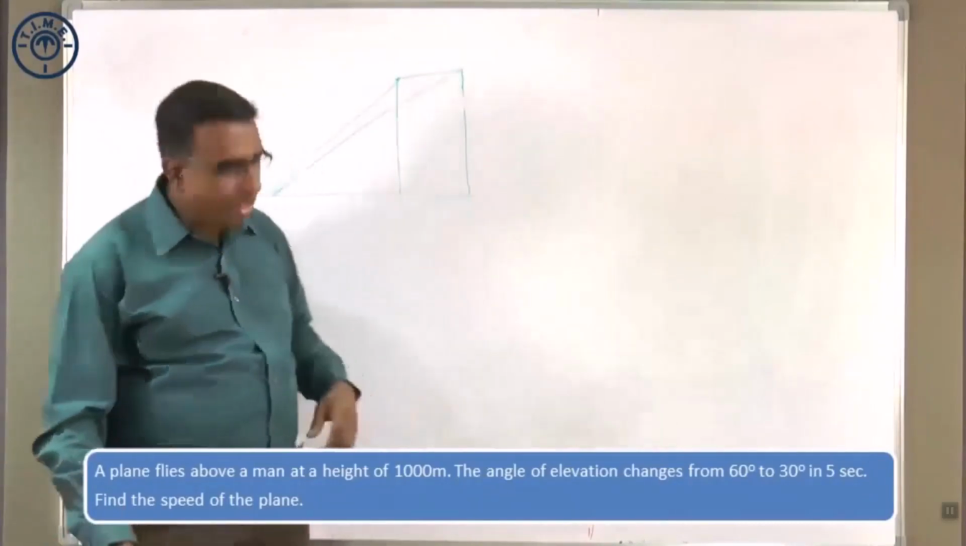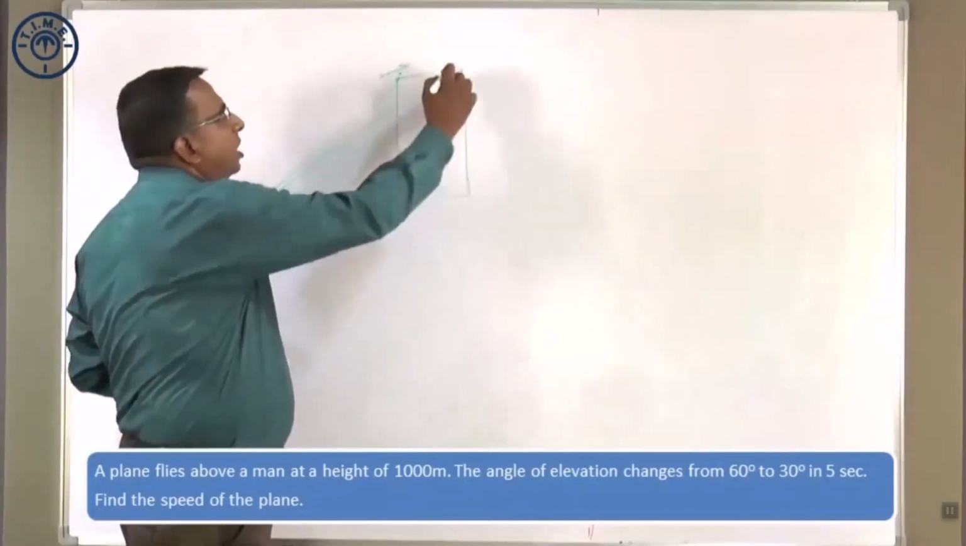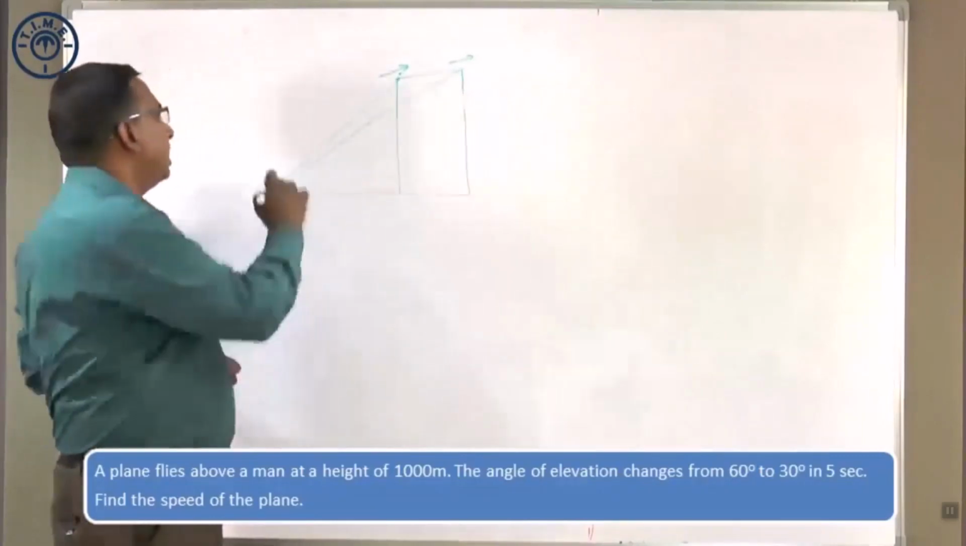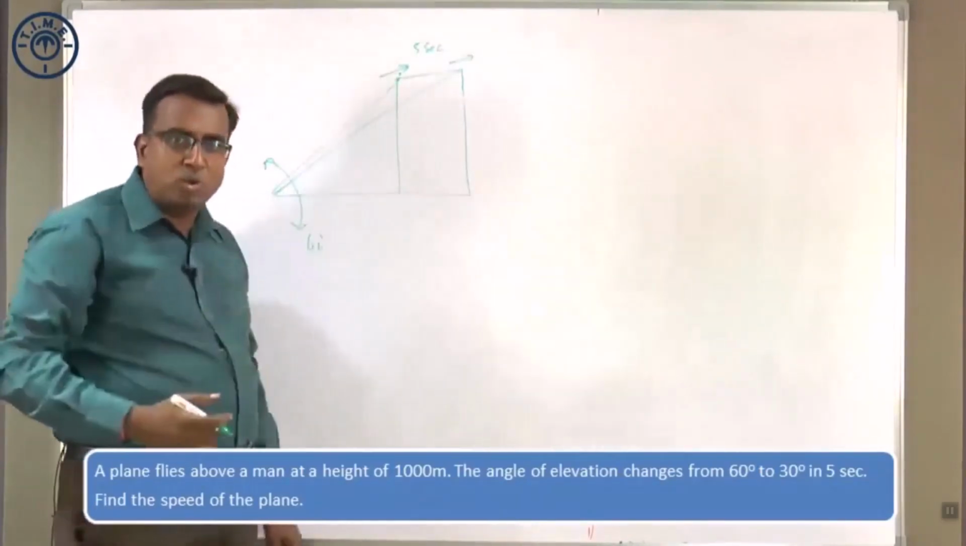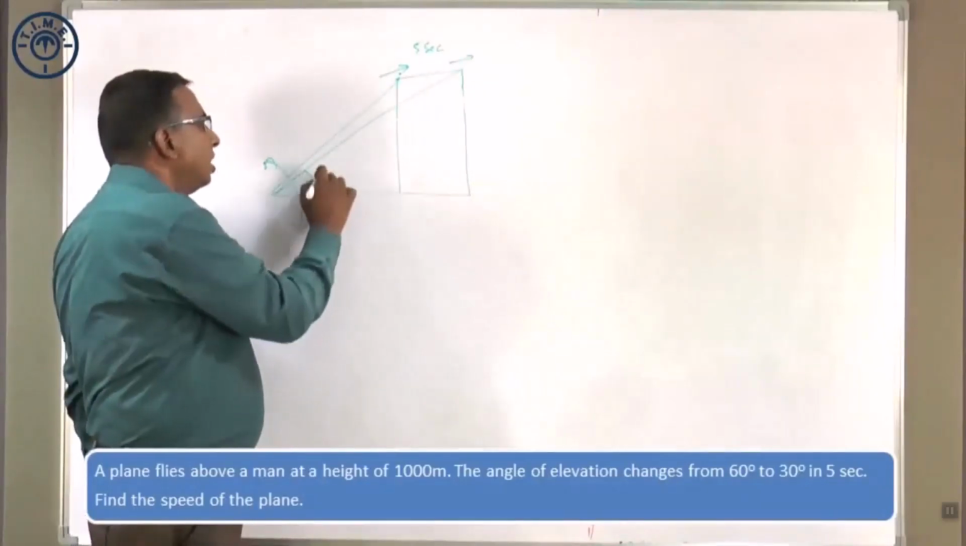It has gone to a new position. Initially, let's say the plane was here, now it has moved to a new position. What has happened is, initially the angle was 60 degrees. Subsequently the plane moved, that is after 5 seconds, it has gone to a new position, that's what the problem says, and the angle of elevation this time is found to be 30 degrees.